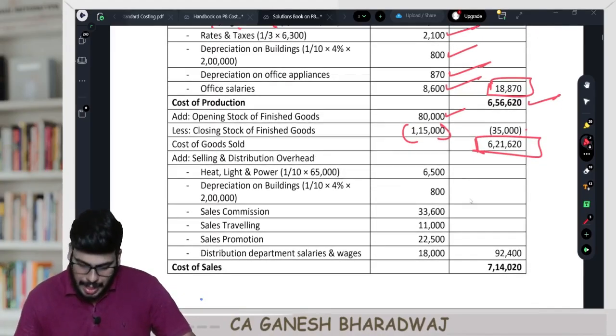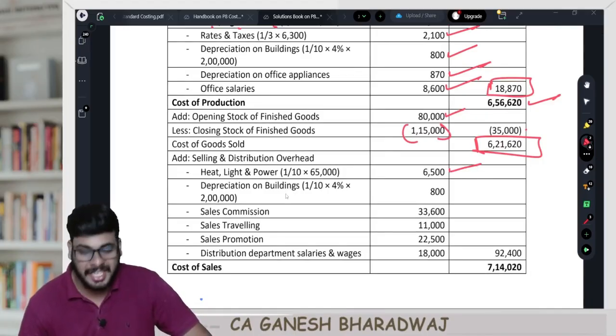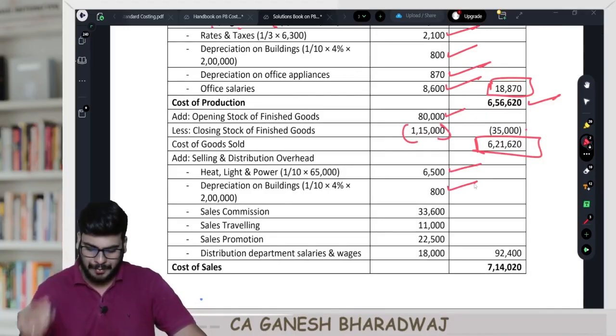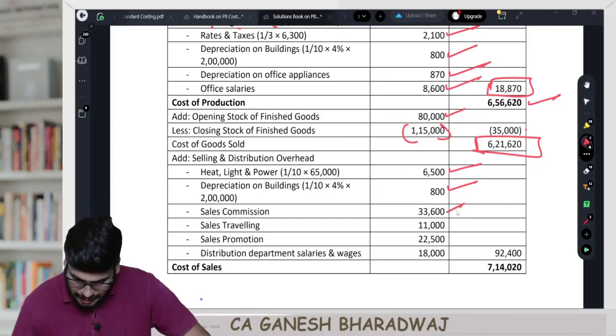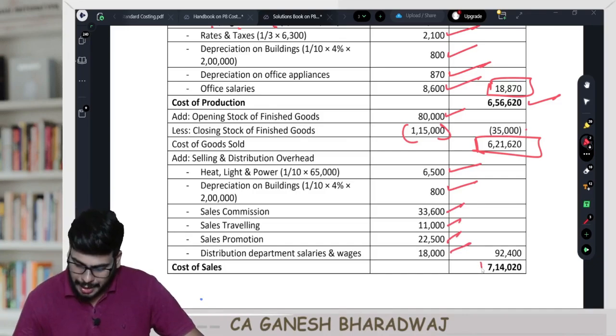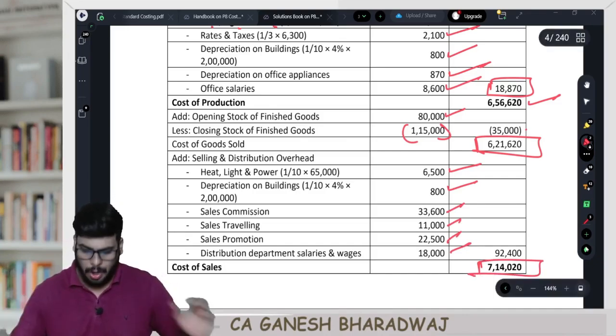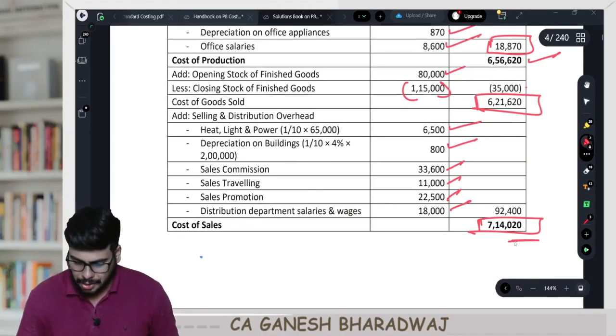Now to this, add your selling overheads: the balance of your heat, light and power, the balance of depreciation on building. Apart from that, we had some separate line items: sales commission, sales traveling, sales promotion, distribution department, salaries and wages. You add it up, you finally get your cost of sales. Are you clear with this? So ideally the cost sheet stops here.